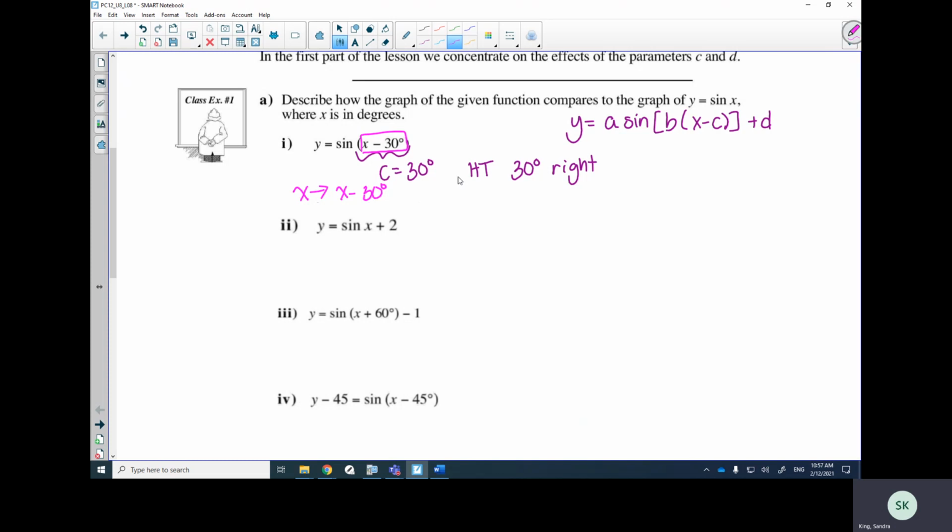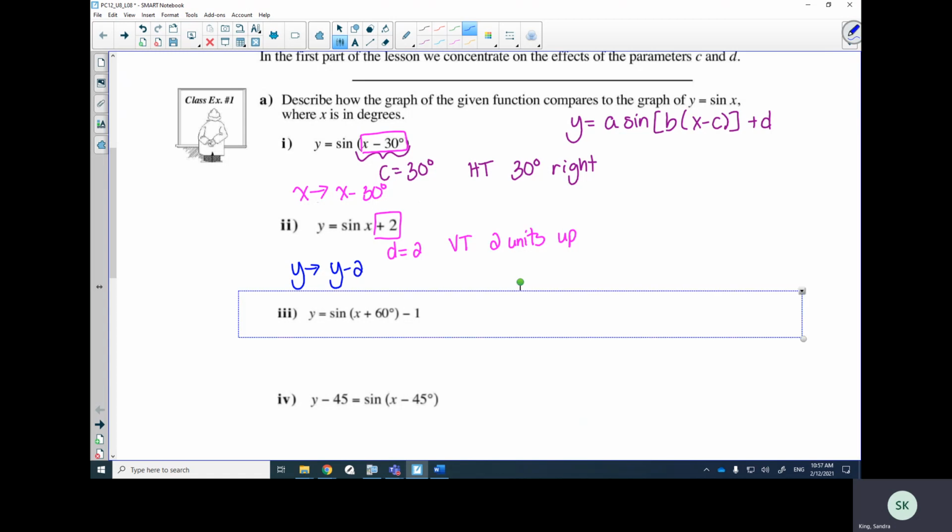For this one, this plus 2 is your D value. D is equal to 2. That moves your graph up or down, and it moves that midline up or down. So that would be a vertical translation, 2 units up. The replacement for this is a Y replacement, and the Y will always lie. So the replacement is Y is replaced with Y minus 2.